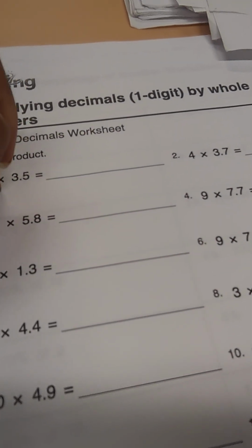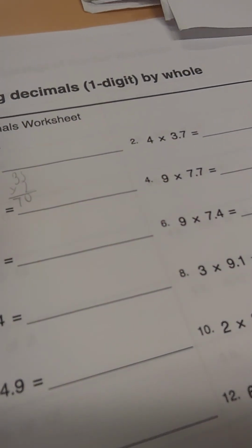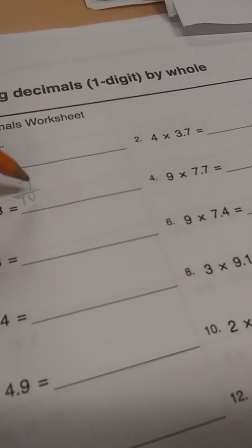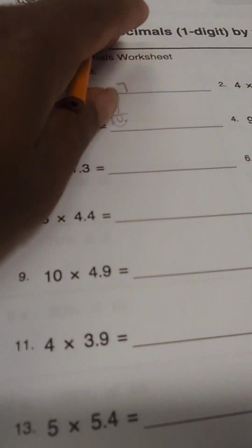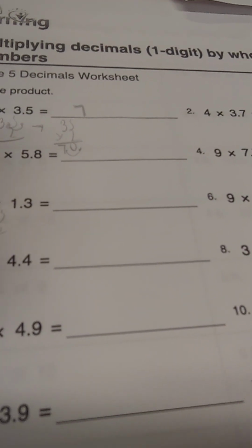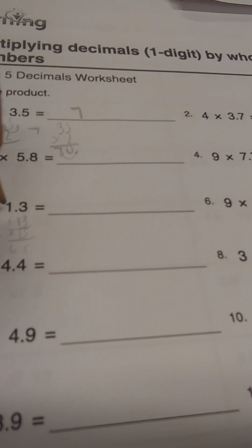So if you have 3.5 times 2, you imagine that the decimal point is not there. So it becomes 35 times 2, and then 70, right? But because we moved the decimal point, we have to move it back to where it was. So this becomes 7. All right, so 1.3 times 5 is the same thing. This becomes 13 times 5. This is 65, but because we have this little decimal point here, we have to move it back, so this becomes 6.5.